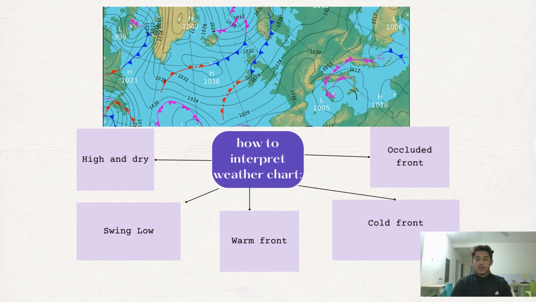Okay, and there are three more points, and that is warm front, cold front, and occluded front. A warm front is usually colored red, as you can see on the chart, with semicircles indicating the direction of travel. By meaning, warm front is the area will be sunny side up. Okay. Number two is cold front.